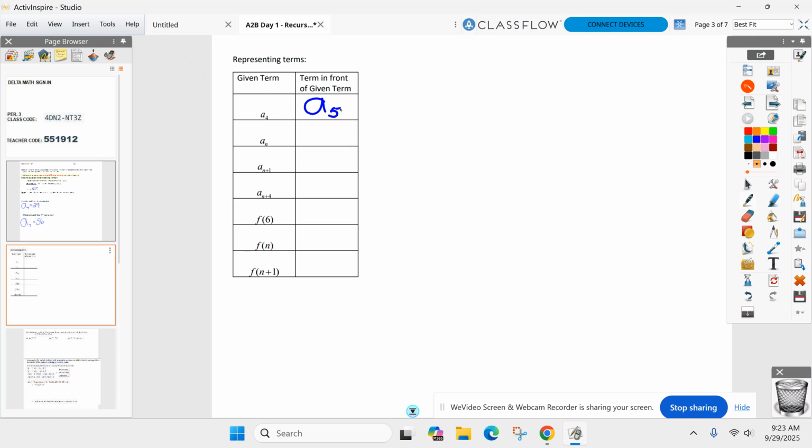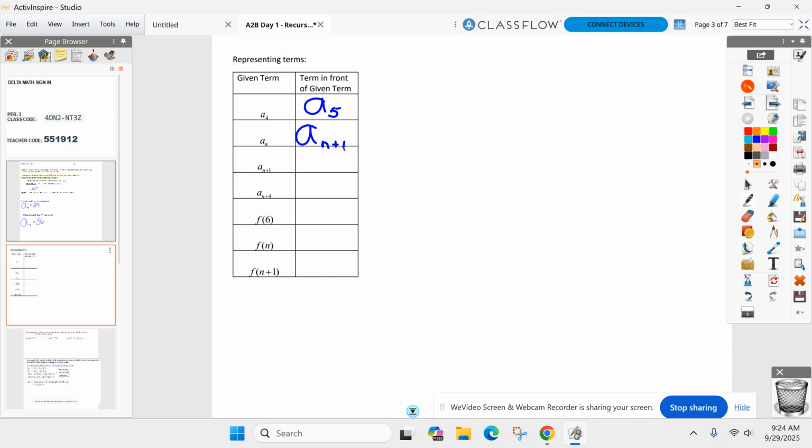I just want to make sure you guys are good with the notation, because now I'm going to introduce variables. I don't know what term we're on, so I'm just going to call it n. How can you tell me how to get to the next term? You went from 4 to 5. N plus? No. How'd you go from 4 to 5? Add 1. So the next term is going to be A with the subscript of n plus 1.